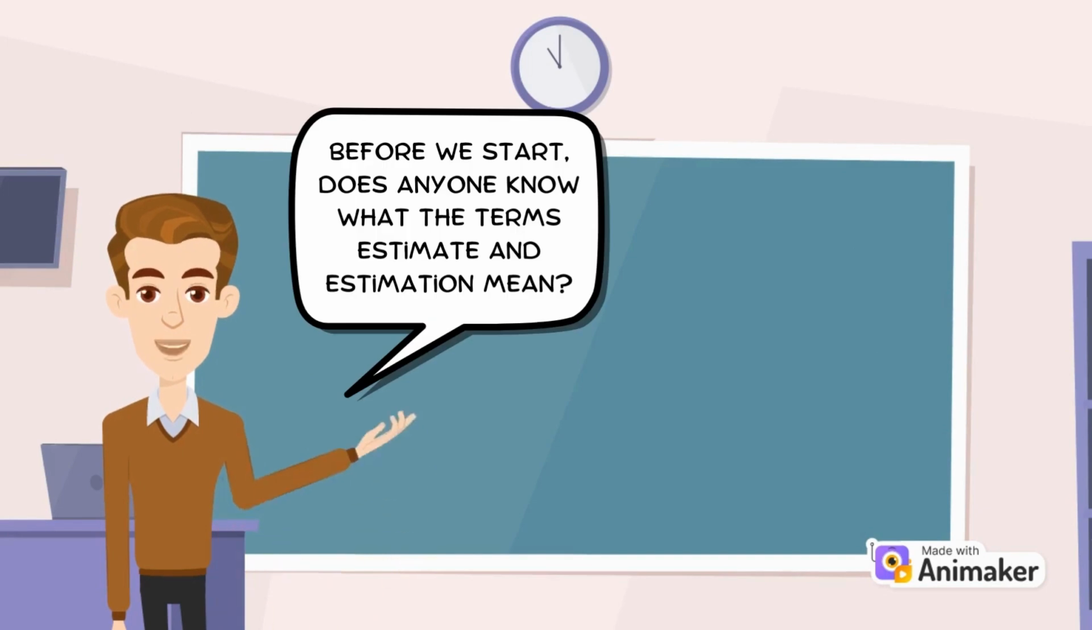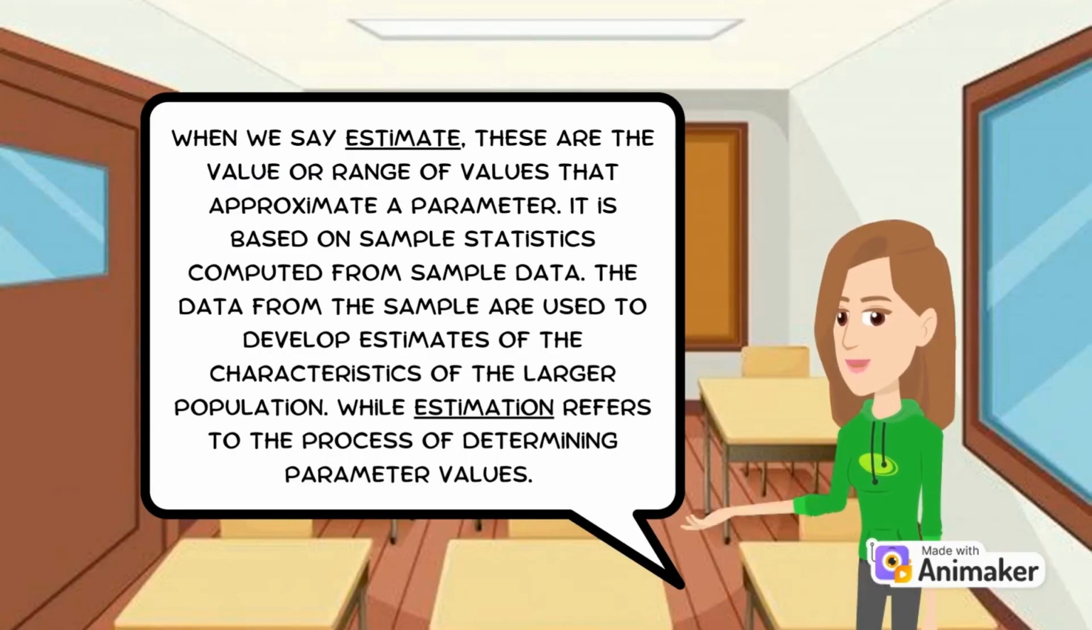Before we start, does anyone know what the term estimate and estimation mean? When we say estimate, these are the value or range of values that approximate a parameter. It is based on sample statistic computed from sample data. The data from the sample are used to develop an estimate of the characteristic of the larger population, while estimation refers to the process of determining parameter values.